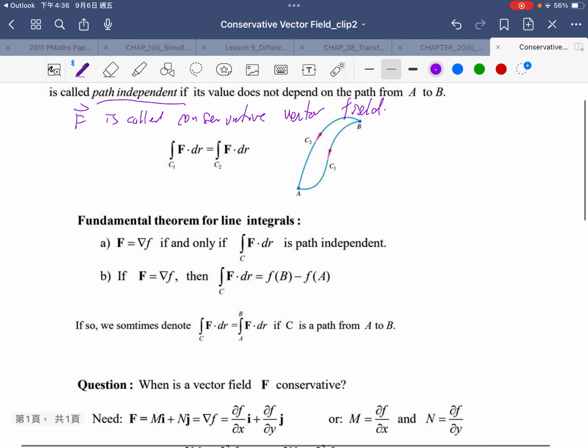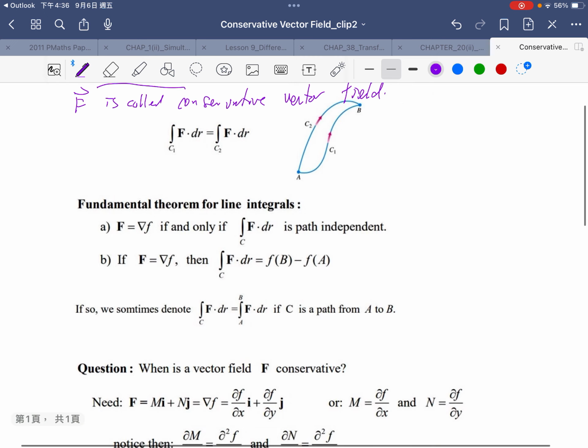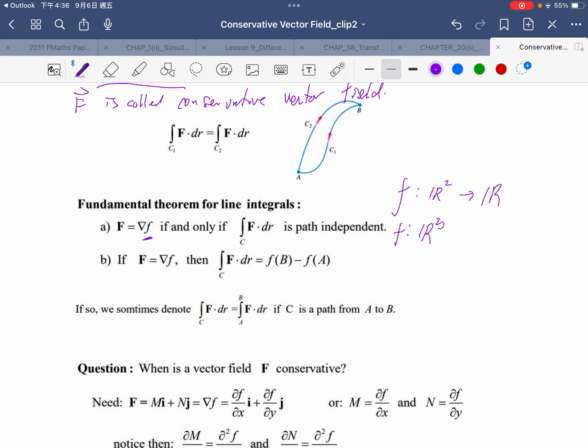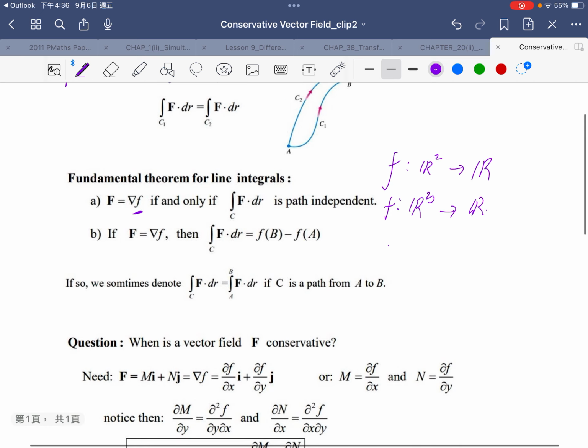Okay, if a vector field is conservative, then we can find a function f, which in two dimensions is R2 to R, and in three-dimensional space is R3 to R. Then the gradient vector of f is actually equal to the vector field F.